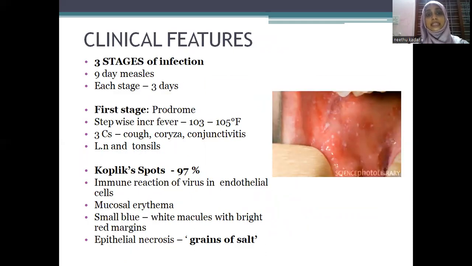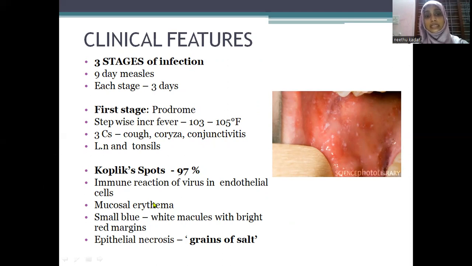Measles can be seen in 3 stages, and hence it is called 3-day measles, as each stage lasts 3 days. The first stage is the prodromal stage. There is a stepwise increase in fever up to 103 to 105 Fahrenheit, and you can see the 3 C's, or 3 characteristic symptoms: cough, coryza, and conjunctivitis. Usually there will be increased lymphadenopathy and swollen tonsils.